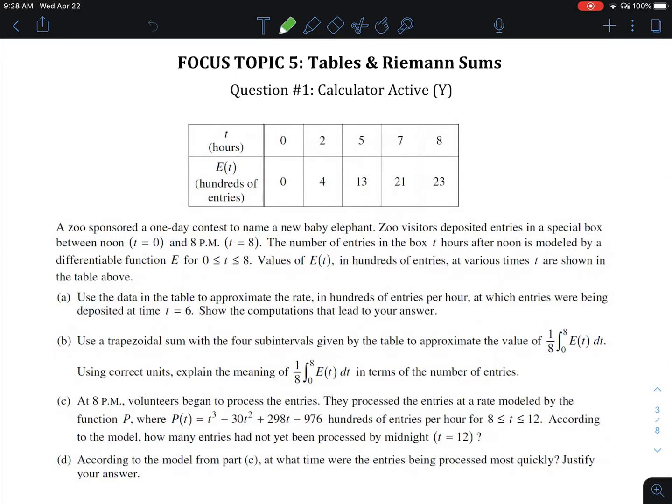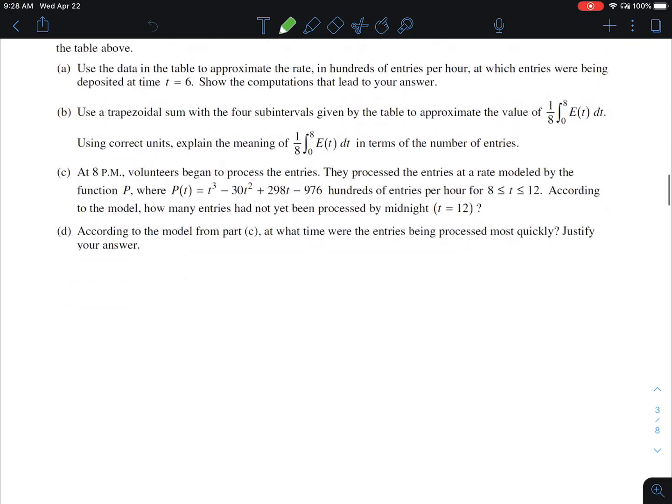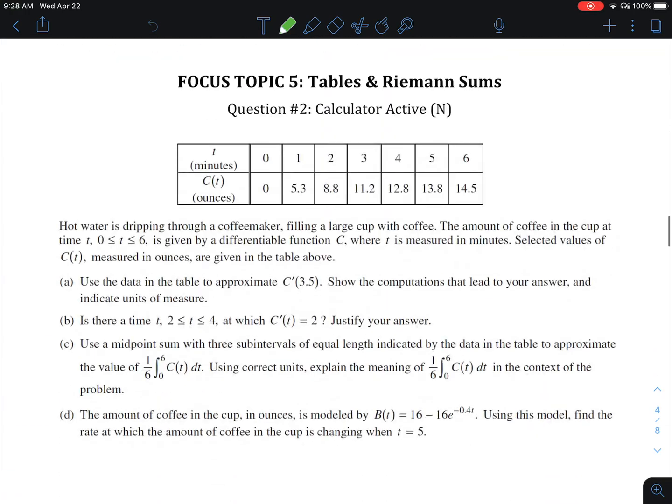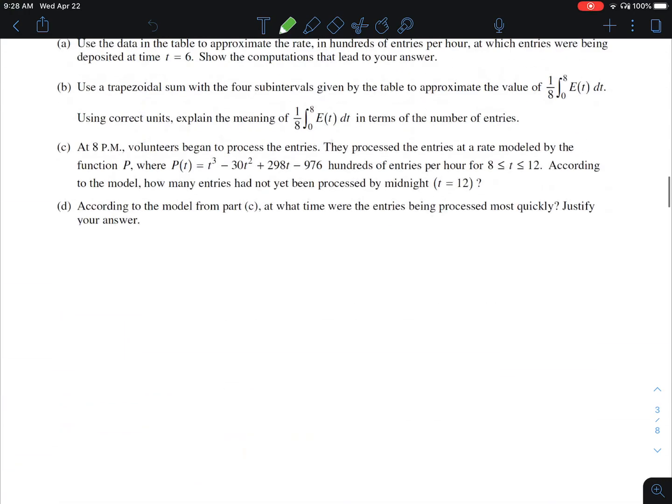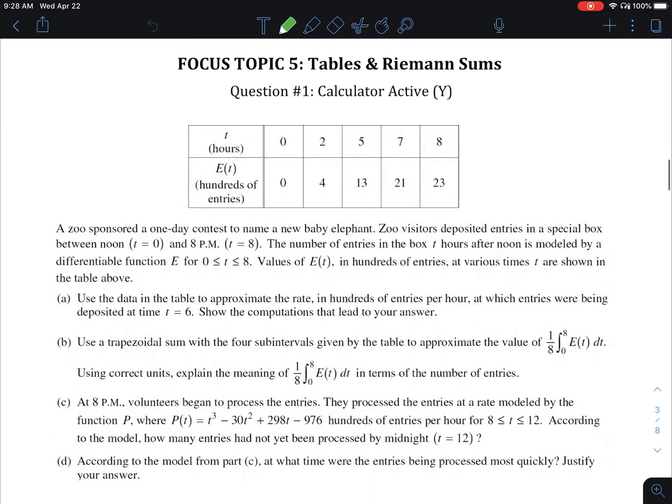Okay, good morning, kids. Today we're working on the Type 5 tables and Riemann sums homework. I assigned two problems. One of them is calculator active. The second problem is not. The first problem has to do with a zoo, a number of entries, and this is from 2010, number 2. So if you're keeping track on that chart, please make sure you highlight this one so that we can make sure we're getting them all done.